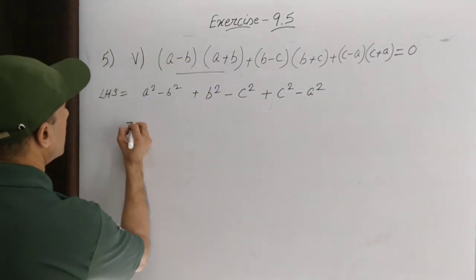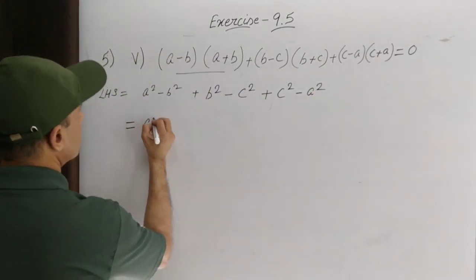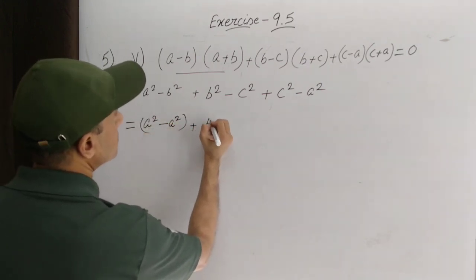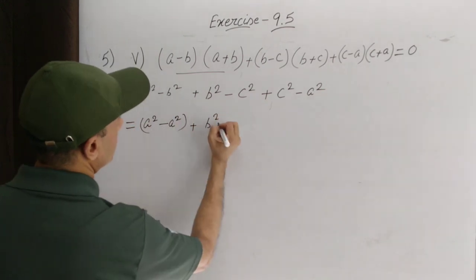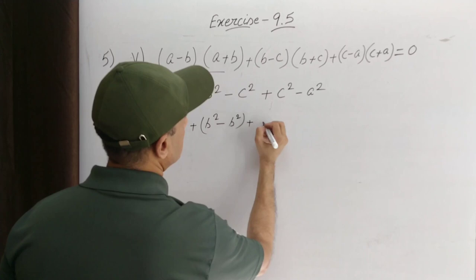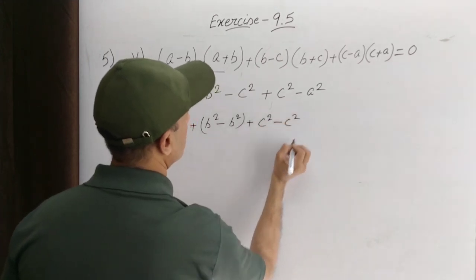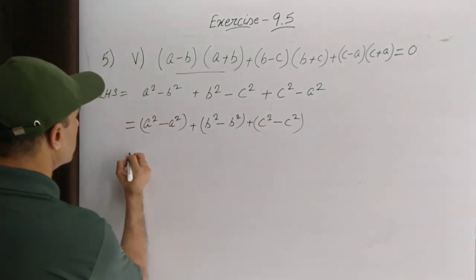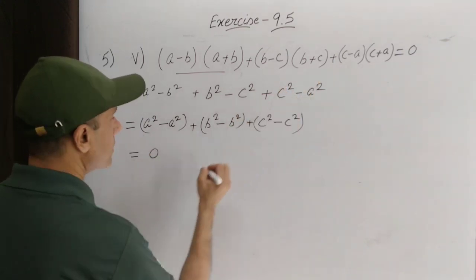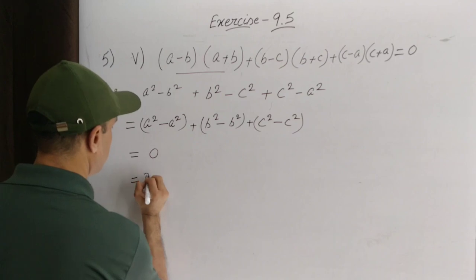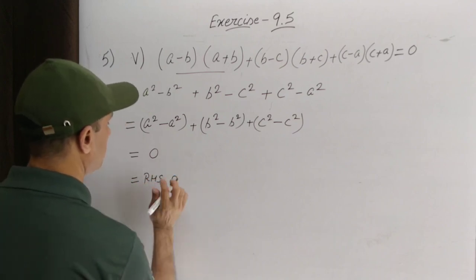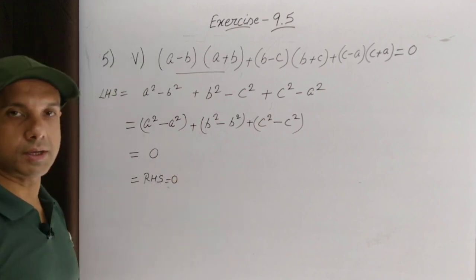So we have this as a square here minus a square plus b square minus b square and plus c square minus c square, and this will be equal to 0, and our right hand side is also 0. Clear?